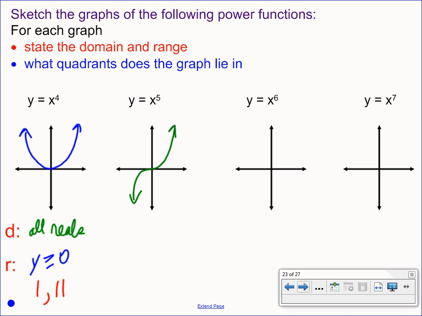All reals is the domain and range for any odd power function. All reals, all reals. The quadrants in which it appears, however, are the diagonal quadrants 1 and 3, as opposed to the top quadrants 1 and 2.